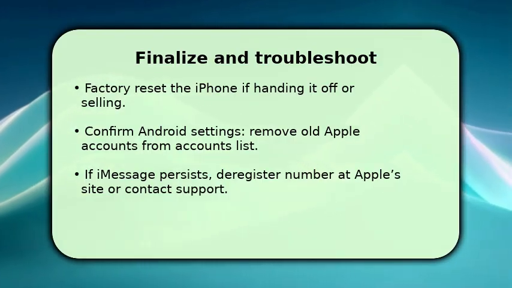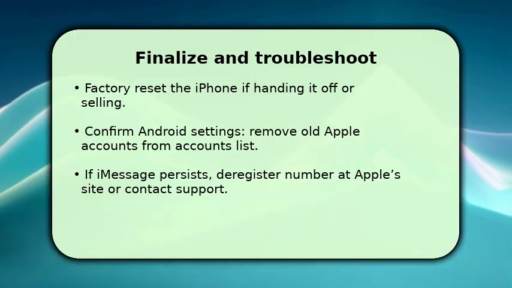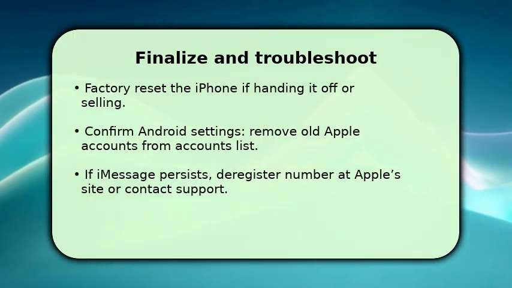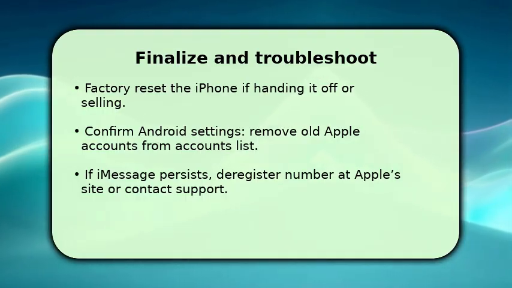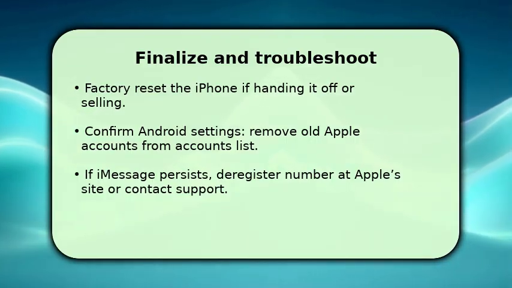If iMessage still intercepts texts, deregister your phone number using Apple's deregistration tool or call Apple support for manual removal. If needed, your carrier can reassign message routing. Use that as a final troubleshooting step.